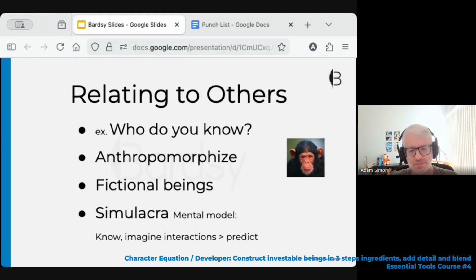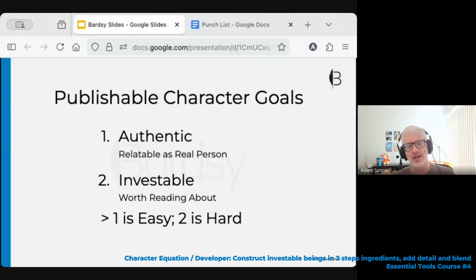So, as authors, we're going to take advantage of this faculty to create our fictional characters. And if you follow through the logic, there's really only 2 things you need to do to establish what people call an engaging character. I'm going to call it a publishable character, one that readers are going to find worth reading about and that's going to lead to a satisfying novel.